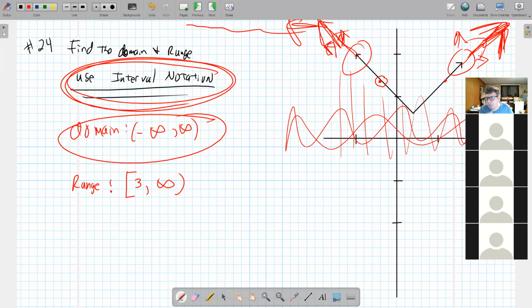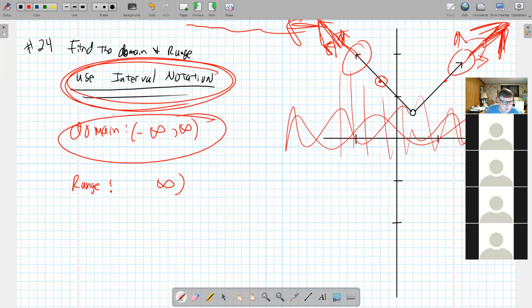Let me manipulate this a little bit to show you how things would be different. Okay, let's say the graph looked like this. So that open circle means that that point on the graph is not included. Now, is 3 in the range? No, it's not. Is 3.0000001 in the range? Yes, it is. But how do I show that 3 is not included?